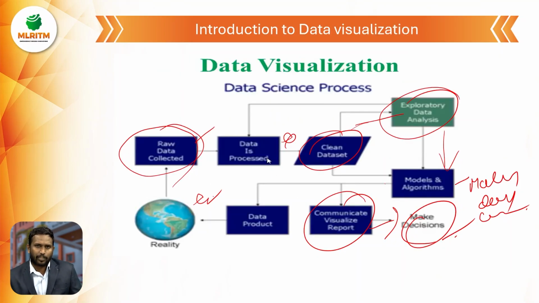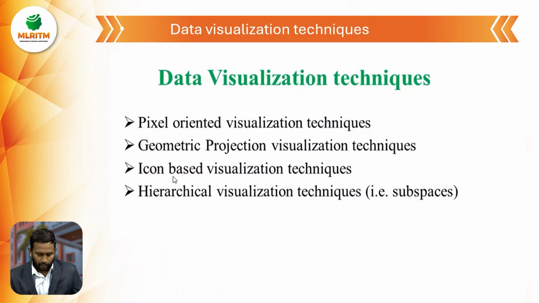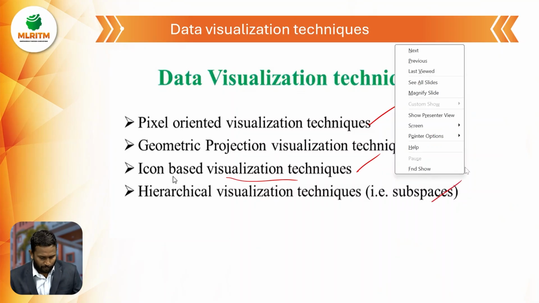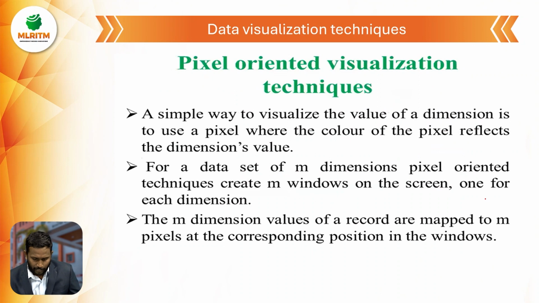The data visualization techniques are of four types: pixel-oriented visualization techniques, geometric projection visualization techniques, icon-based visualization techniques, and hierarchical visualization techniques. First, pixel-oriented visualization: a simple way to visualize the value of a dimension is to use a pixel, where the color of the pixel reflects the dimensional value.